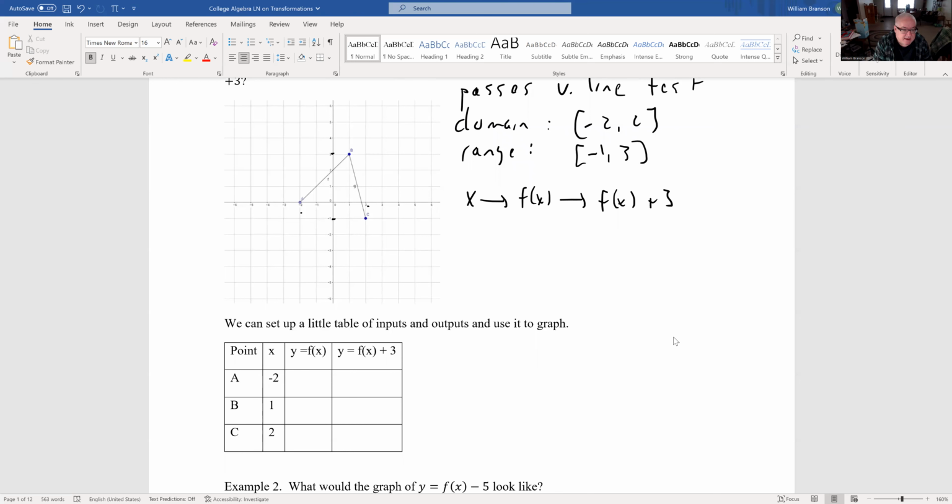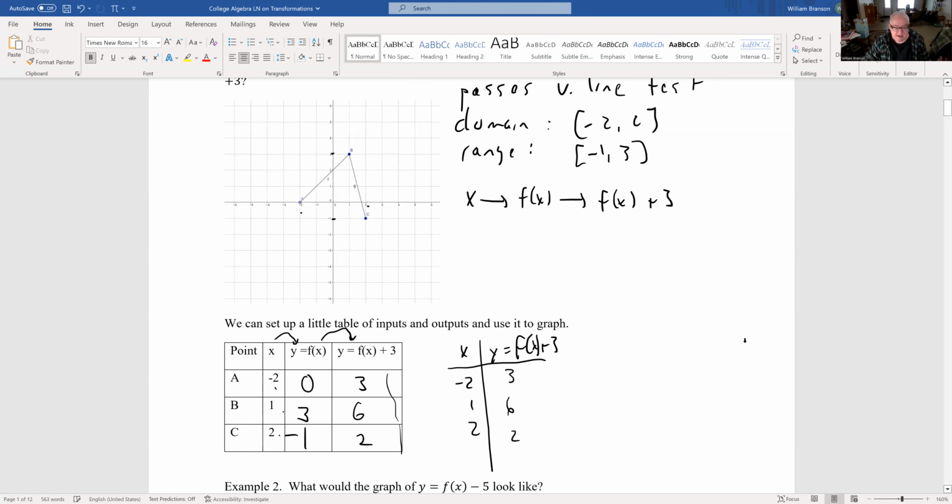So if we look at, A has x coordinate -2 and its y coordinate is 0. B has x coordinate 1 and y coordinate 3. And C has x coordinate 2 and y coordinate -1. So we take x, we find f of x, and then we add 3 to that y value. That gives me 3, 6, and 3 plus -1 is 2. So we can make a table here. What's f of x plus 3? Well, my 3 x values were -2, 1, and 2. And the outputs that I get are here.